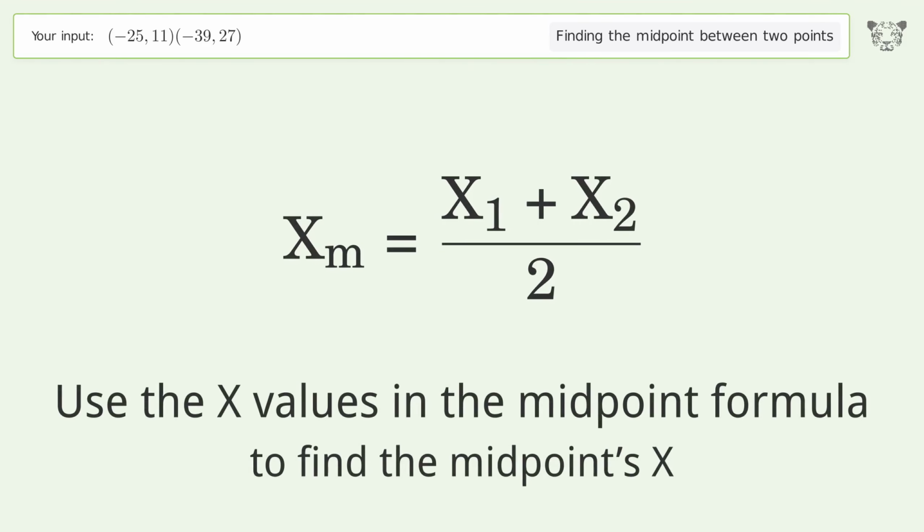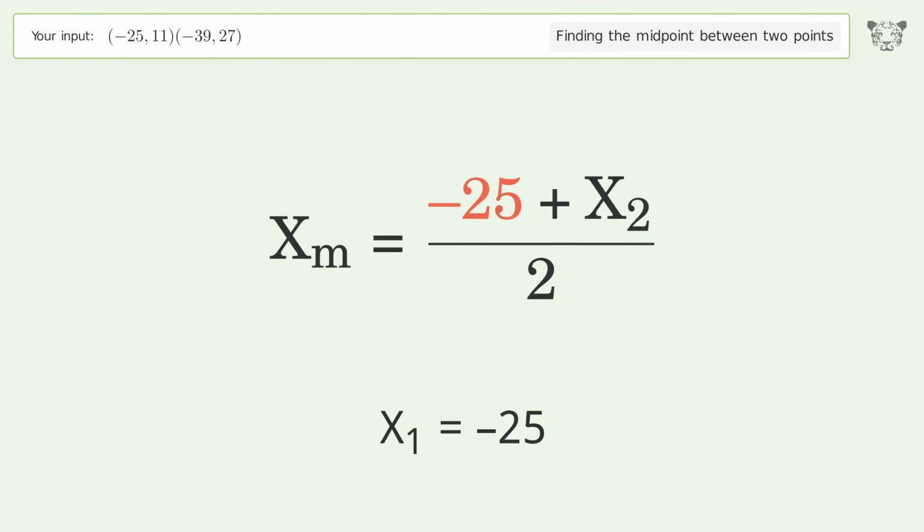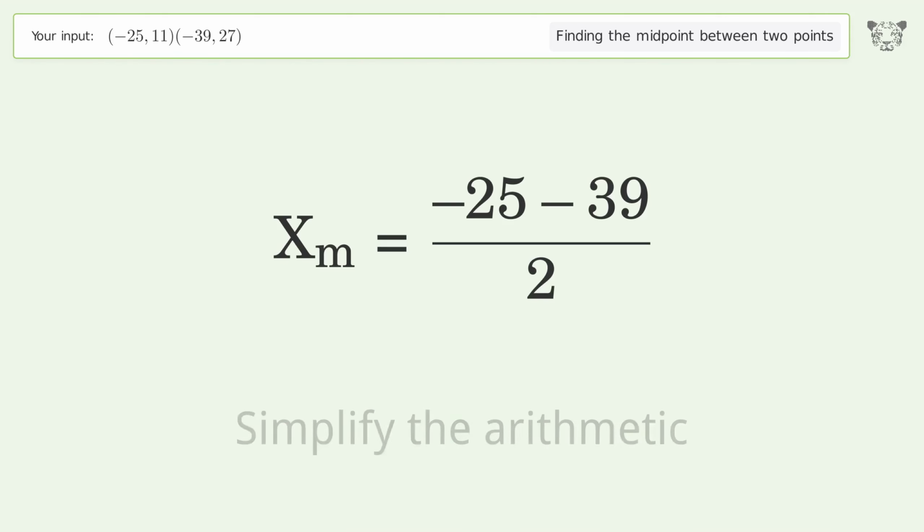Use the x values in the midpoint formula to find the midpoint's x. x1 equals -25. x2 equals -39. Simplify the arithmetic.